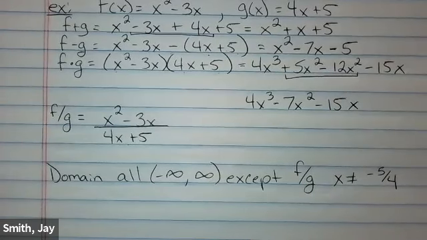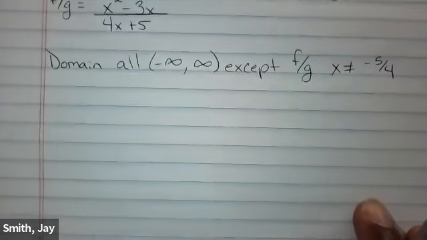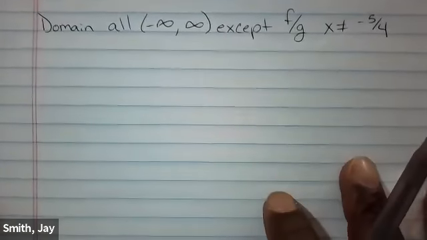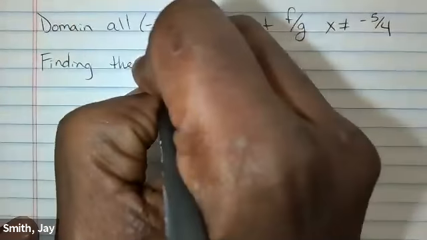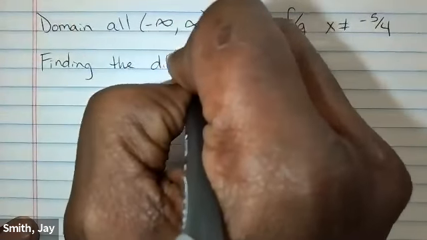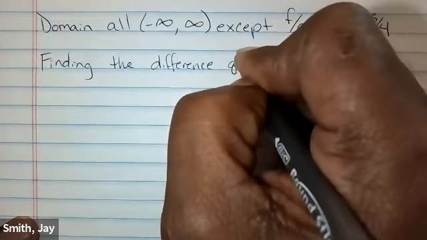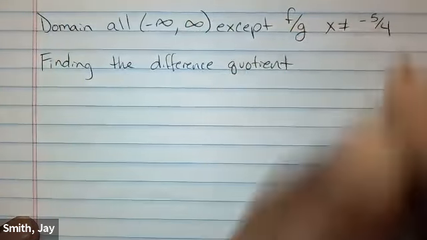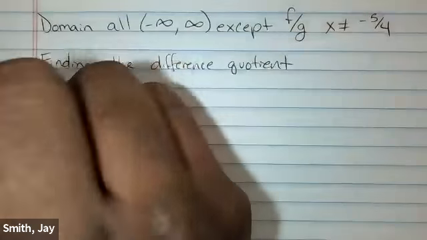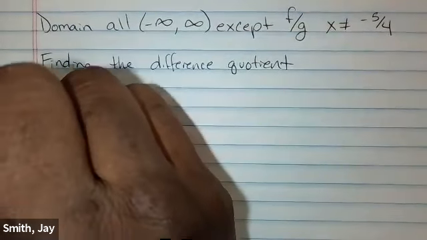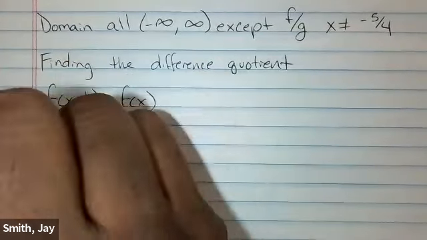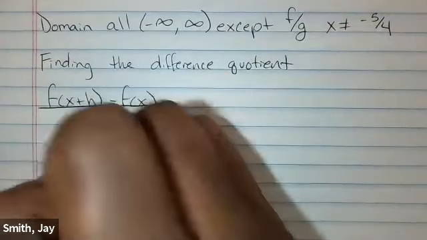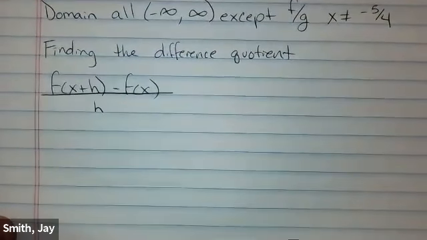All right. The next thing we need to go over is finding the difference quotient, which actually has a formula. All right, so for the difference quotient, the formula is actually going to be f of x plus h minus f of x. This entire thing is being divided by h.